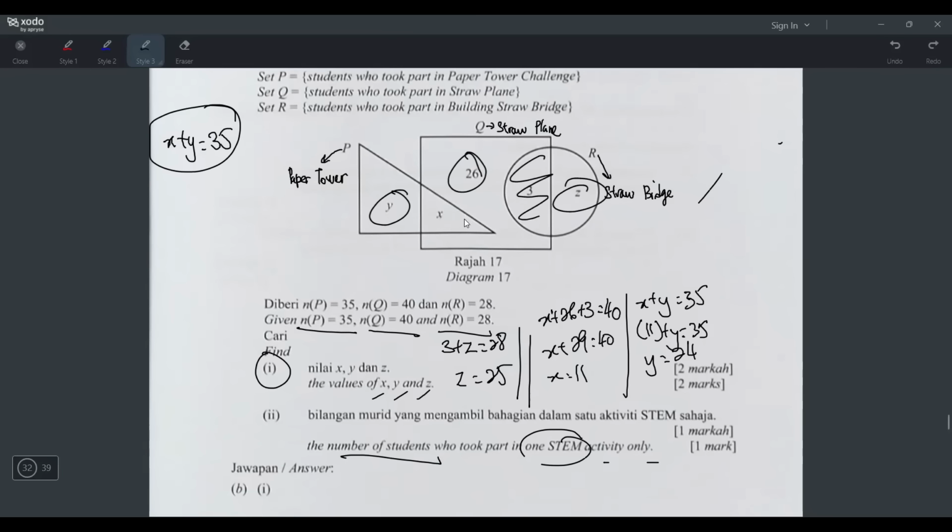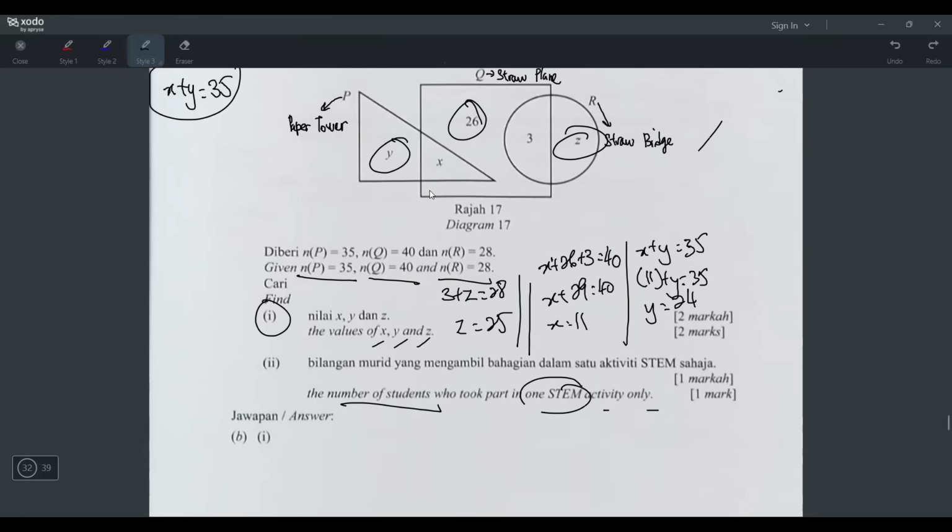because the overlap is for 2 activities. It's the overlap between two sets. So you take one only. So Y plus 26 plus Z. But the Y I already found earlier, 24. So 24 plus 26 plus Z, which is 25. So you press all this and you get the answer. So the answer is 75.